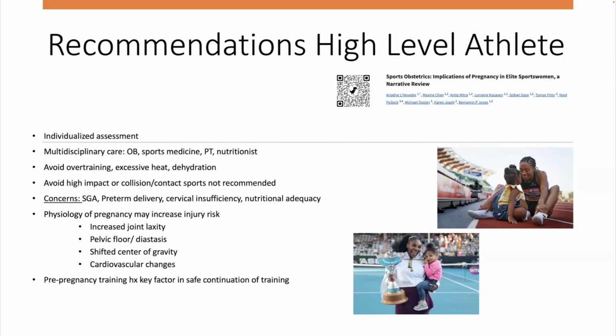What we want to stress to them a lot is watching for any changes, right? Watching for any overtraining, excessive heat, dehydration. Common things that you'd think of. In terms of high impact collision or contact sports, my blanket statement to most of them is that it's not recommended. Of course, you can take this case by case, but for the most part, it is not.